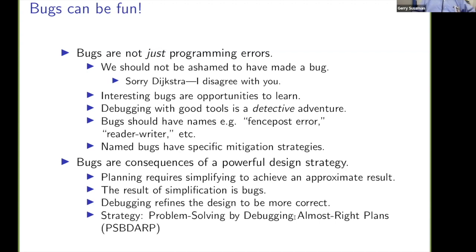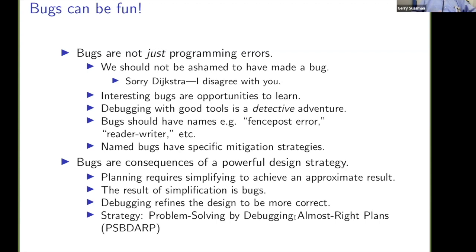Bugs, first of all, have many properties. One is that an interesting bug is an opportunity to learn. And debugging with good tools is a detective adventure. I believe that. And good bugs have names. We all have names for things, like fence post error is a name for a bug. A reader-writer bug is a good name. And we have to know these names because we have specific mitigation strategies for them when they come up.